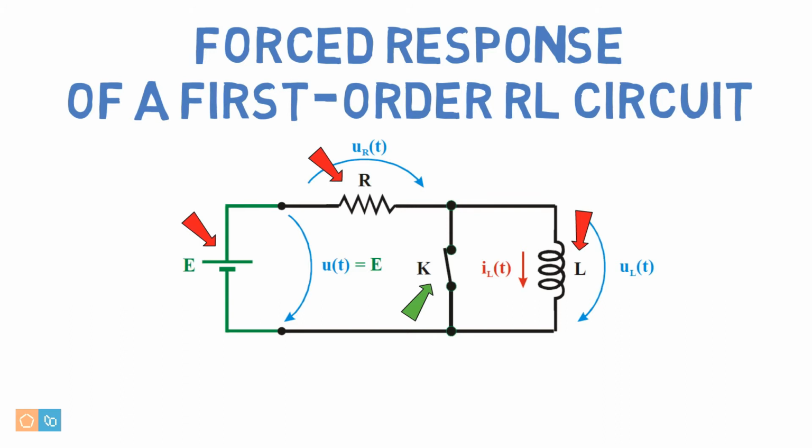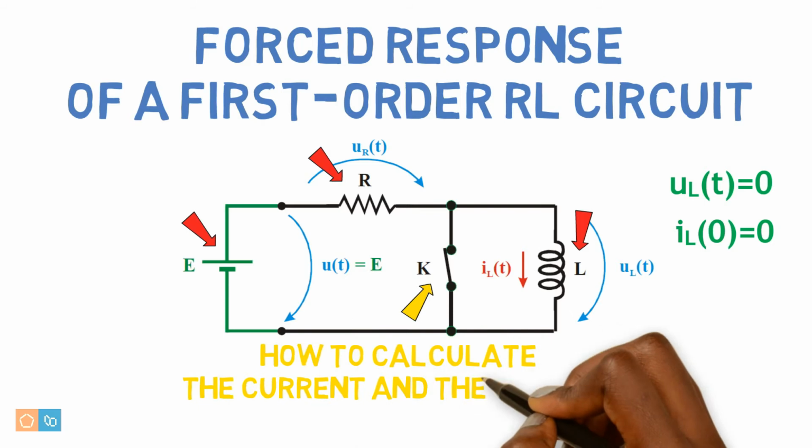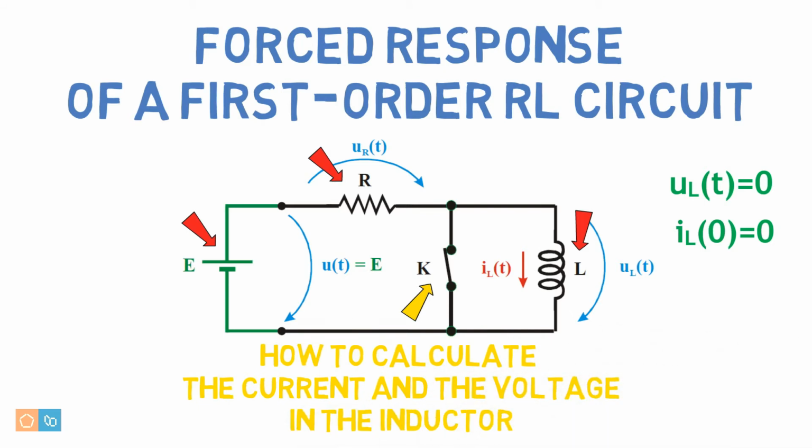The switch K is initially closed, ensuring that the voltage in the inductor UL is 0 and its current IL remains constant. The current in the inductor at time 0 is 0. At that instant, the switch K is opened and remains open from that moment on. We want to know what happens to the current and the voltage from that instant onwards, that is, for t equal or greater than 0.